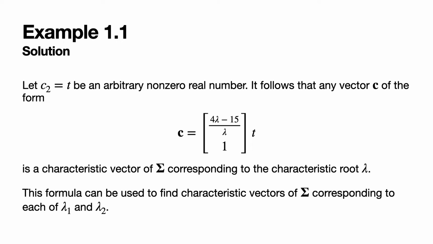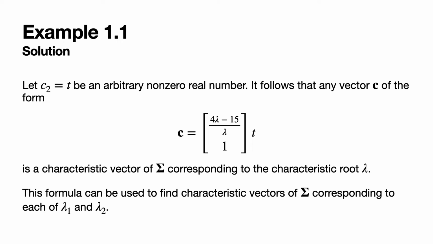So this is a general formula that we can use to find a characteristic vector of cap sigma corresponding to whichever of the characteristic roots we're talking about. You can see here that this formula involves lambda as well as t. And so we can use this formula to find characteristic vectors of cap sigma corresponding to each of lambda 1 and lambda 2.